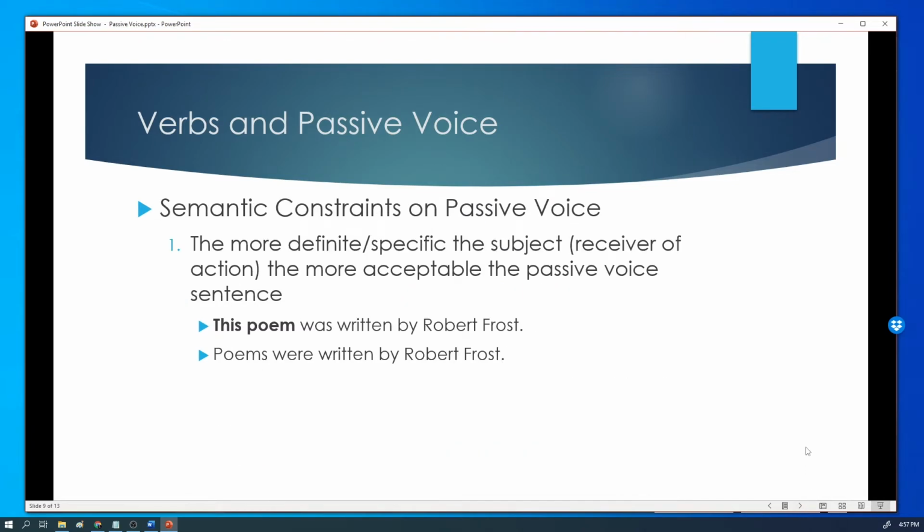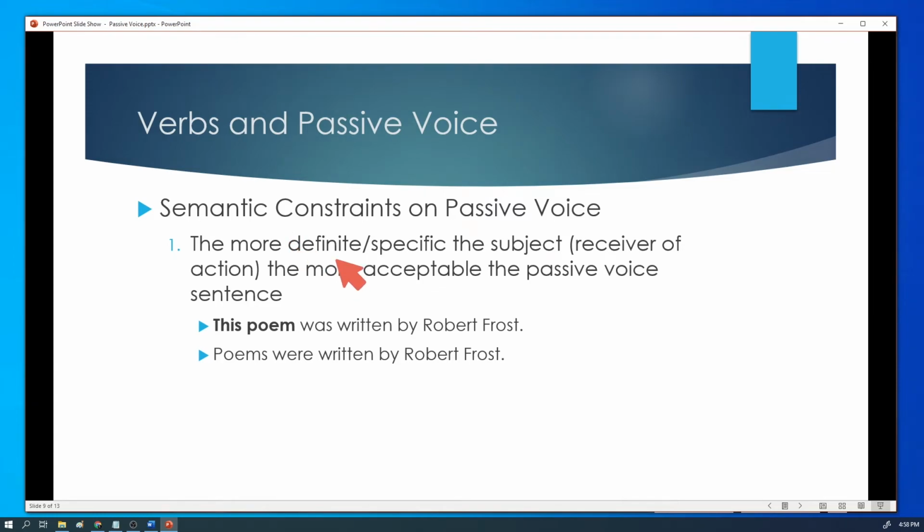Now, I just want to show you some things that are a little bit more complicated about the passive voice, and this should help you make better sentences. These are called semantic constraints on passive voice. That just means certain situations or certain verbs or words are better in passive voice, and in some situations, passive voice isn't really that good.